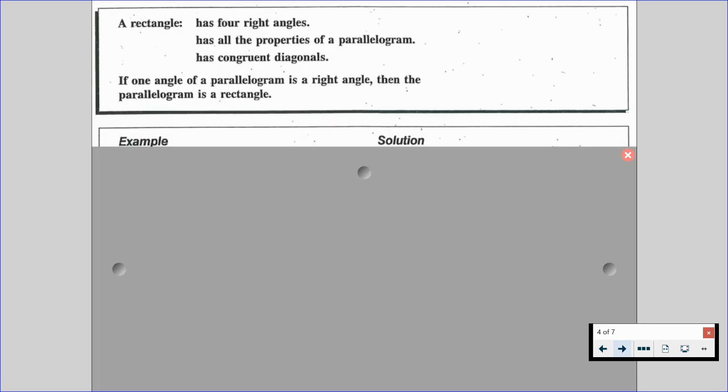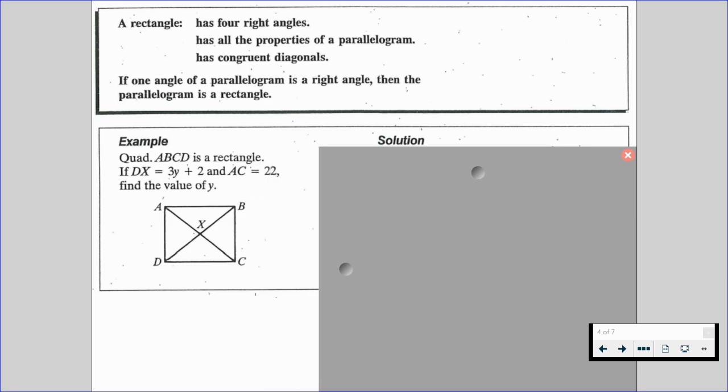So again, a rectangle has 4 right angles, has all the properties of a parallelogram, has congruent diagonals, and if one angle of a parallelogram is a right angle, then the parallelogram is a rectangle. So let's go through an example together. We're given that quadrilateral ABCD is a rectangle. If the length of DX is equal to 3y plus 2, and the length of AC is equal to 22, we want to find the value of y.